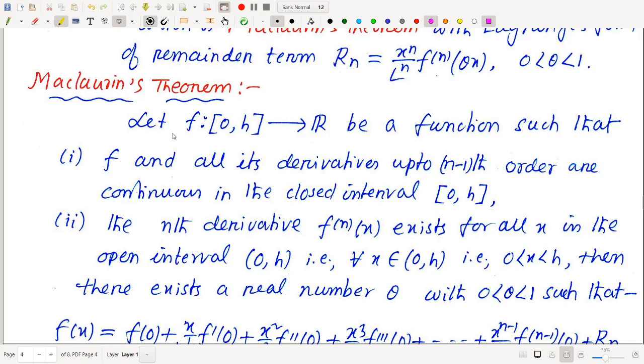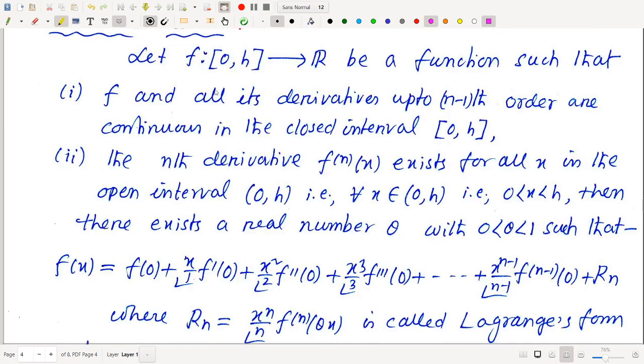So that's why the general one is: f is a function from the closed interval [0, h] to the set of real numbers R, such that f satisfies two conditions. What are the conditions? One: f and all its derivatives up to the (n-1)th order are continuous in the closed interval [0, h], similar to Taylor's theorem's condition. Actually, Maclaurin's theorem is nothing but a special case of Taylor's theorem. Two: the nth derivative f^(n)(x) exists for all x in the open interval (0, h), that is, 0 < x < h. x is strictly between 0 and h.